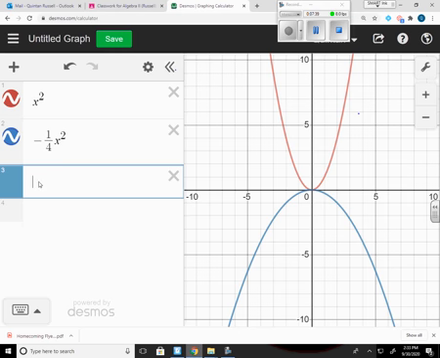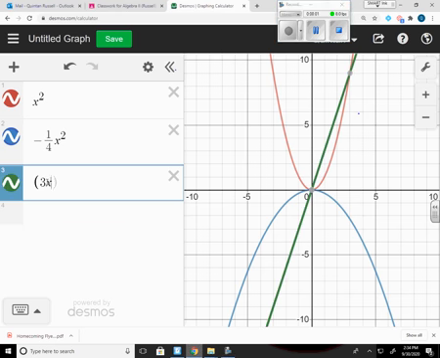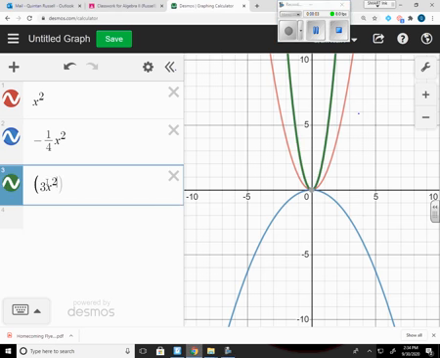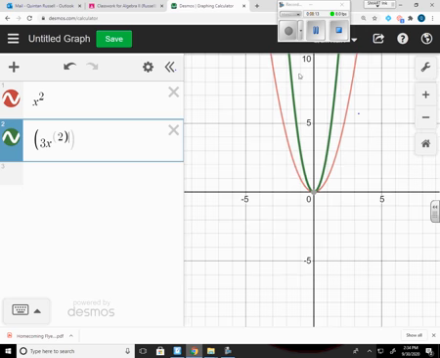If I graph that, 3x squared. If I look at this original graph being in red, let's get rid of the blue one just so there's no confusion. Original graph in red, the transformed graph in green, you can tell it's been compressed horizontally, pushed in from both sides towards the y-axis.